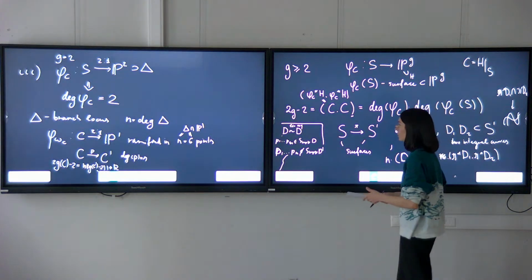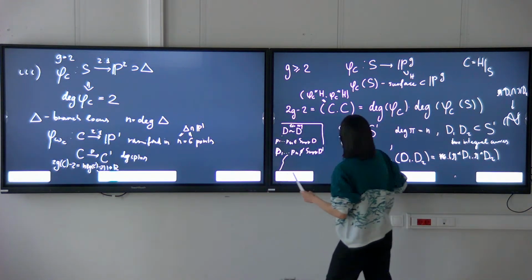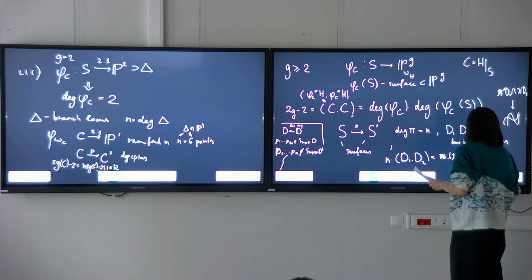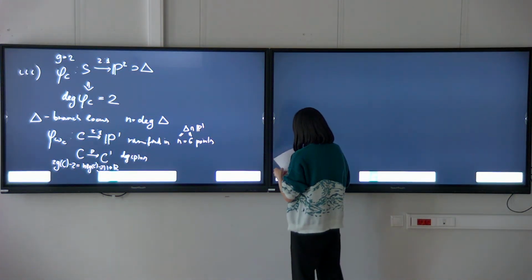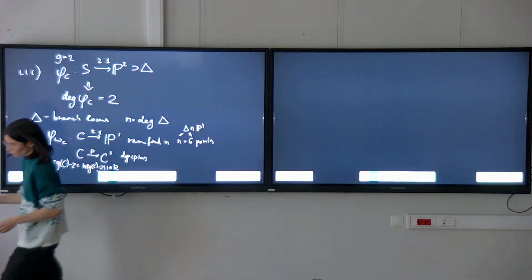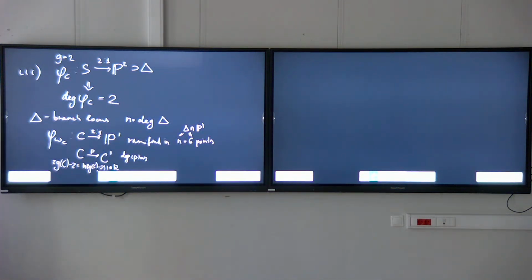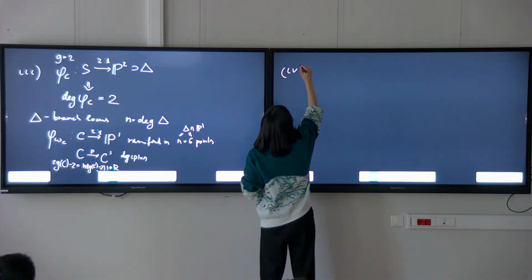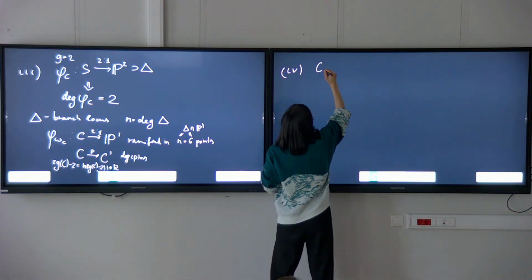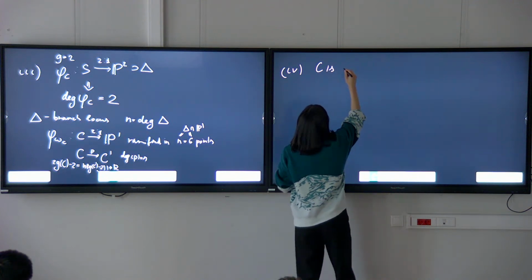And now what? We still have some time. And now we need to prove the last statement, for hyperelliptic and non-hyperelliptic curve. So suppose first that C is non-hyperelliptic.